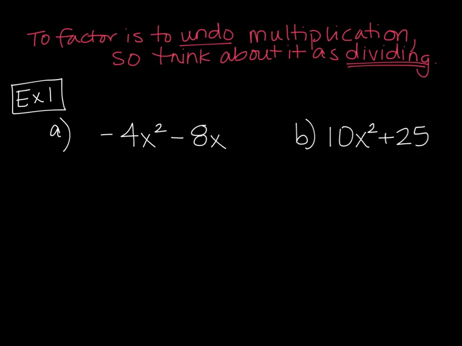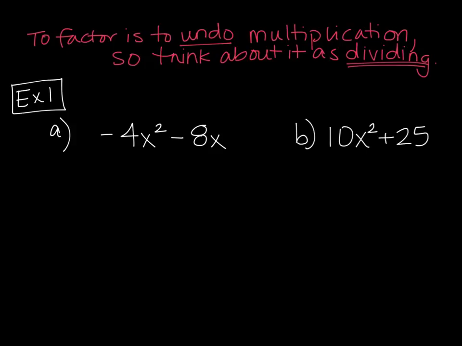Okay, so we're going to do two easy examples. To factor is to undo multiplication. So like we said, we're going to be going backwards. Because we're undoing multiplication, we need to think about it as if it's division. Each time, you need to think about the number of terms you have. Remember, terms are like the number of pieces. So question A here has 2 terms.